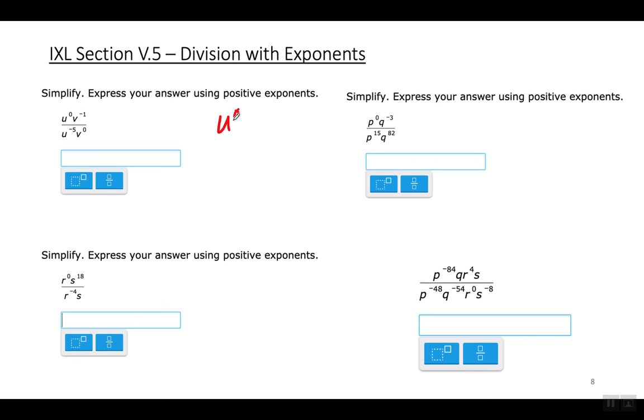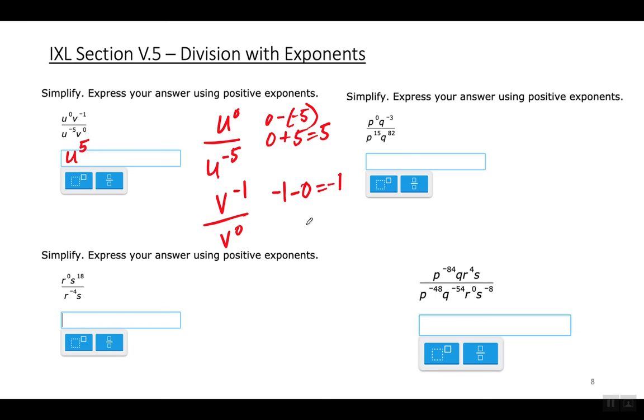So the u's, u to the 0 over u to the negative 5. I do 0 minus negative 5, and that is going to become 0 plus 5, which equals 5. So I got u to the fifth power. The v's are going to be v to the negative 1 over v to the 0. Negative 1 minus 0 equals negative 1. So I got v to the negative 1 power, which equals 1 over v to the first power. So basically, the v is going to be on the bottom here.